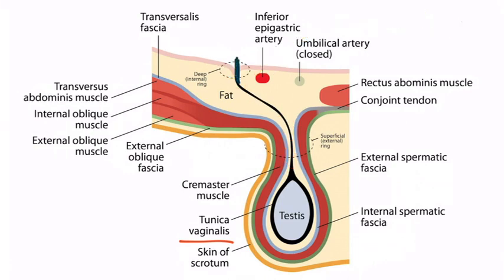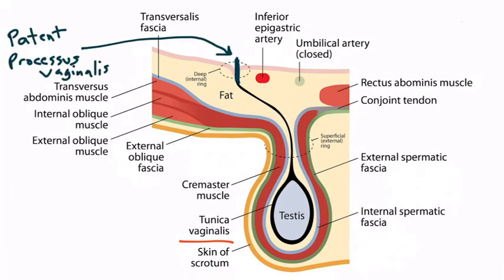If it doesn't seal up, this is known as a patent processus vaginalis. And this indicates that there's an opening to the abdominal cavity. So if pressure is high in the abdominal cavity, then the intestines can push through this deep ring, also called the internal ring. And the intestines would then travel down this patent processus vaginalis and then go through the superficial or external ring. At that point, it would be in the scrotum and adjacent to the testis.